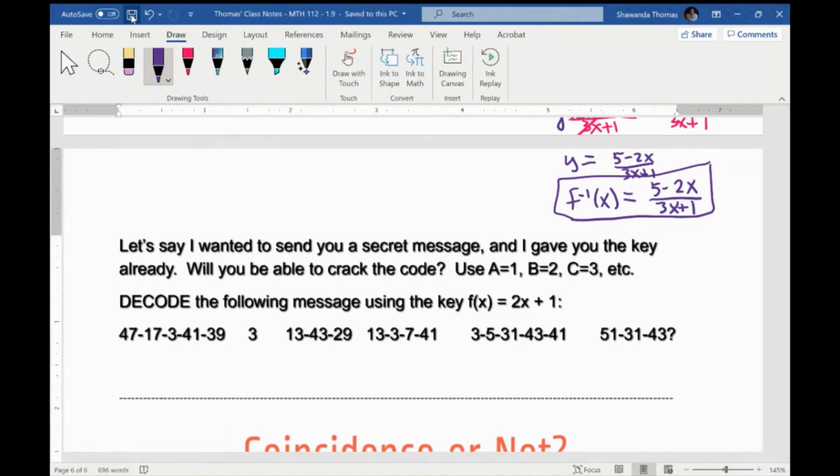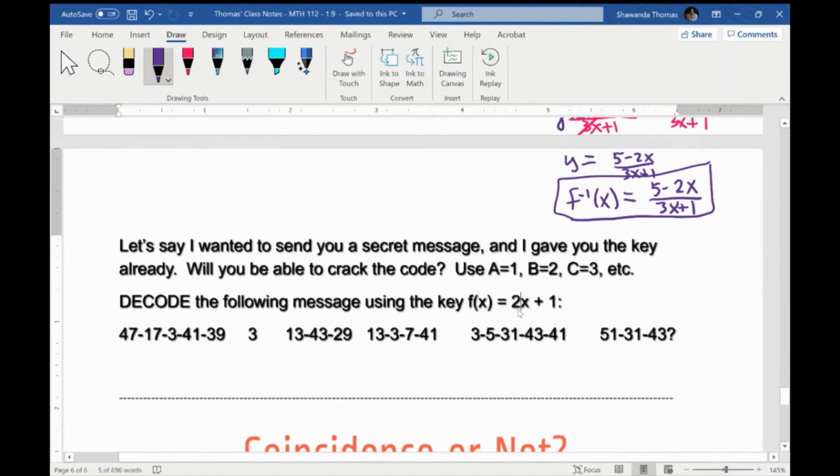So let's say that I wanted to send you a message from around the world somewhere, but I didn't want anyone else to know what the message was. So I mailed you some numbers and I gave you a key to figure out what the words are. Now we already know that in order for you to figure out what this code is, you're going to have to find the inverse of the function I give you first.